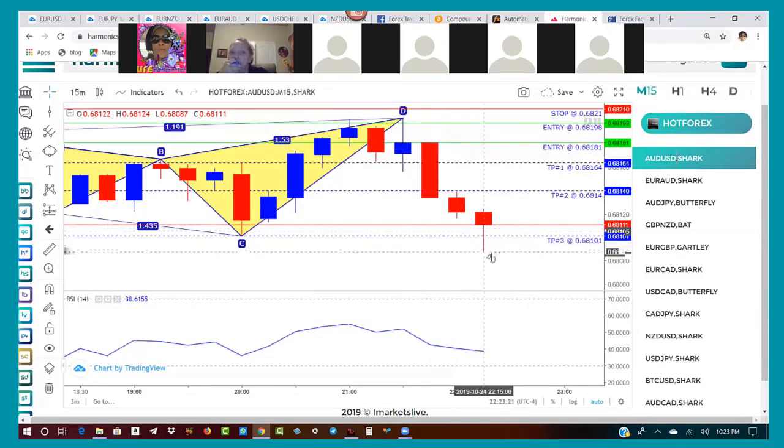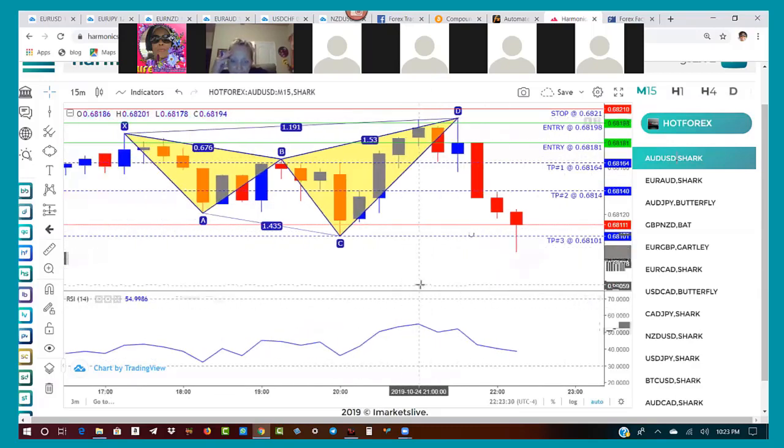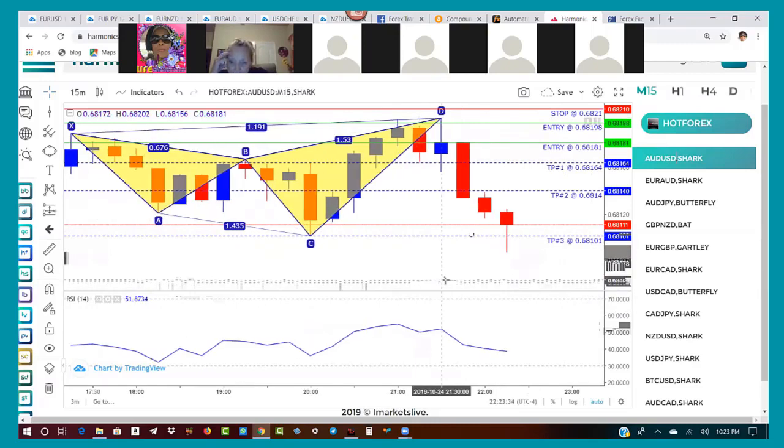What can happen with the shark pattern if you enter at entry 2? You possibly can go back up, get pulled back to 1 before you go in the direction you should be going. And you might be in a drawdown. And don't be afraid. Sometimes, even if you're in a little bit of drawdown, just give the trade time. It will catch up.